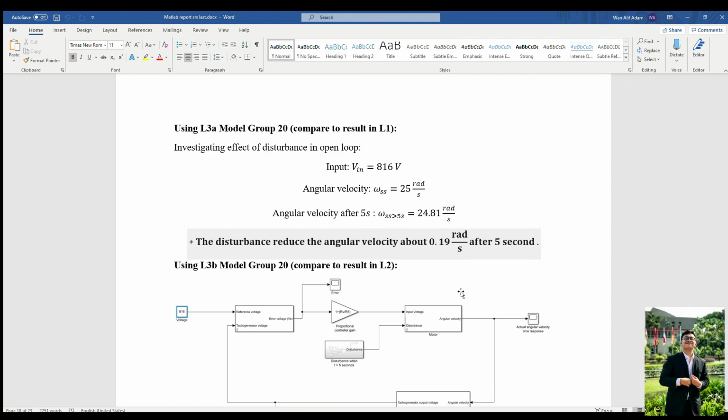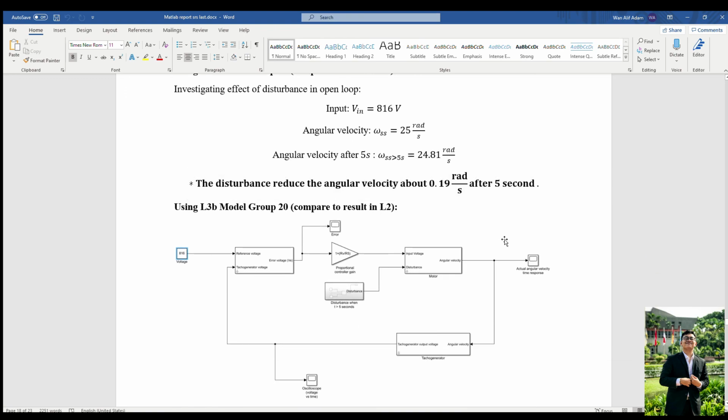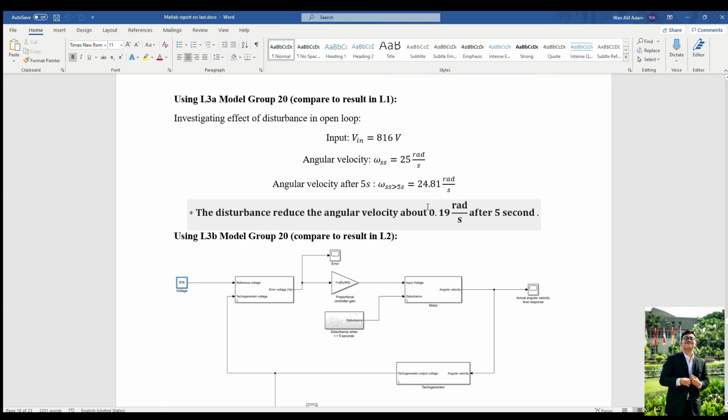Okay, now the L3A model for our group is used to investigate the effect of disturbance in the open loop from the loop that we made in L1. As you can see in the simulation, there is a disturbance when t is more than 5 seconds. After t is more than 5 seconds, we input our voltage, which is 816, and then we will get the same angular velocity as before.